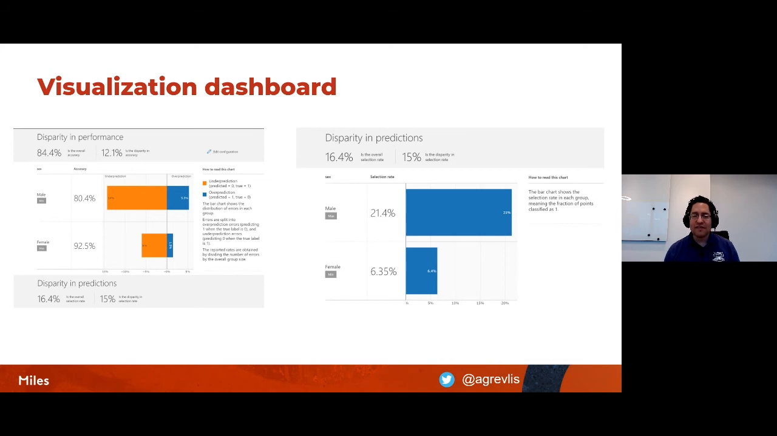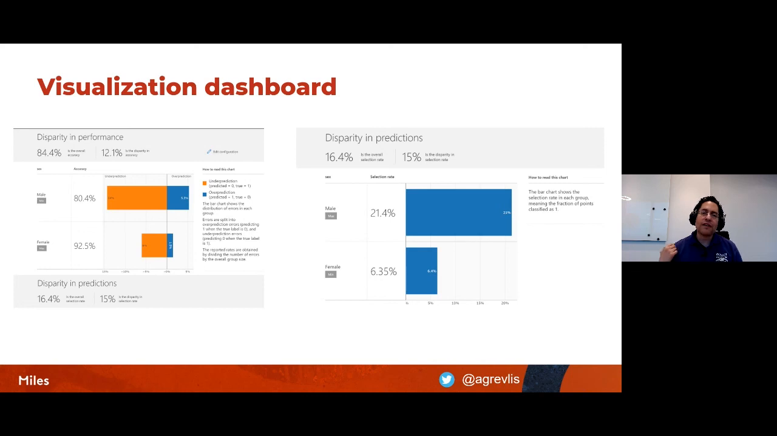Then we will get a visualization dashboard where we can see, on the right-hand side, disparity in predictions. We can see that on the whole population, the share of people that will be allowed to have a loan is 16.4%. But if we only look at the male population, then 21.4% of males will get the loan. And if we look at females, it will only be 6.35%. So here there is a disparity challenge for us.